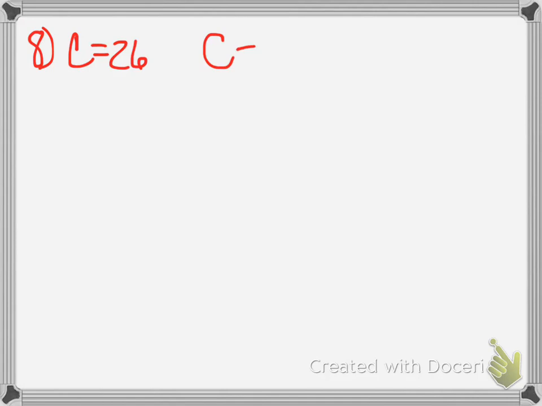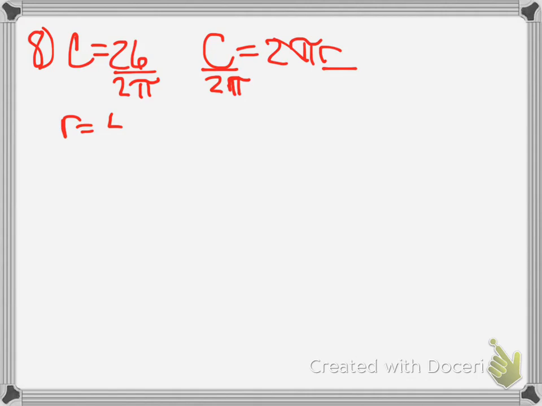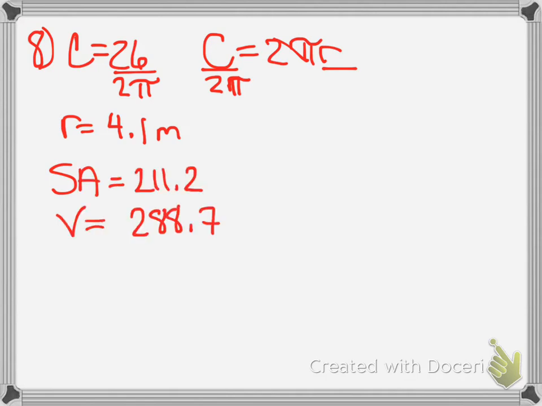Anyways, next problem, number 8. This is one where they give you the circumference. Now you have to be careful with circumference. Circumference is equal to 2 pi r, so if I divide the circumference by 2 pi, I get the radius. Once I have the radius, I can plug those numbers into the formulas for a sphere to get the surface area and the volume. All I did here was plug those numbers into the proper formula, which we should have on the formula sheet.